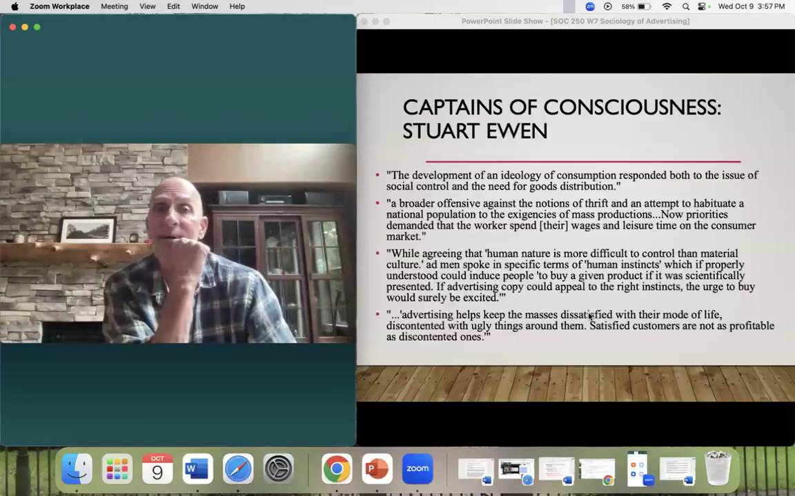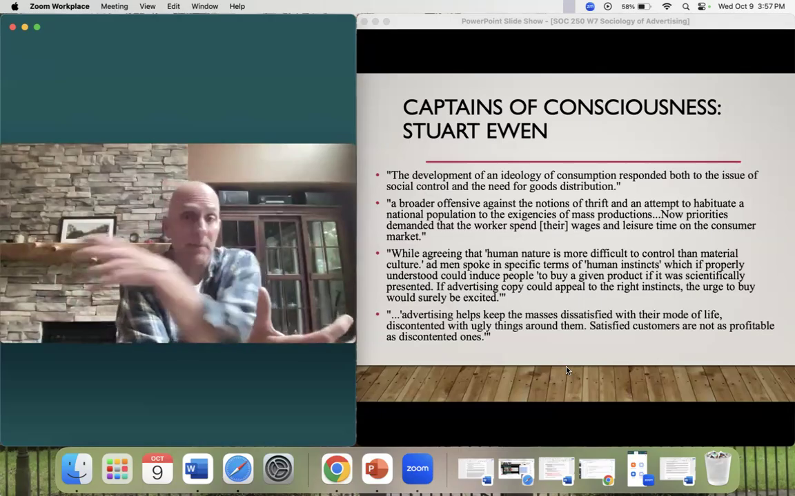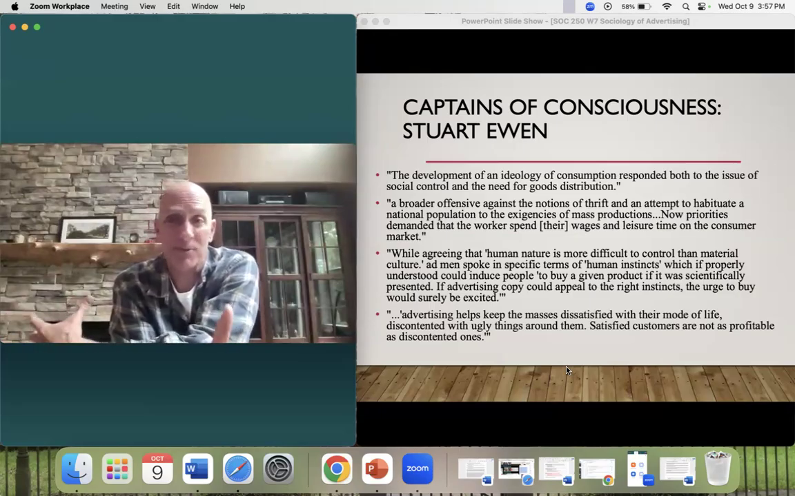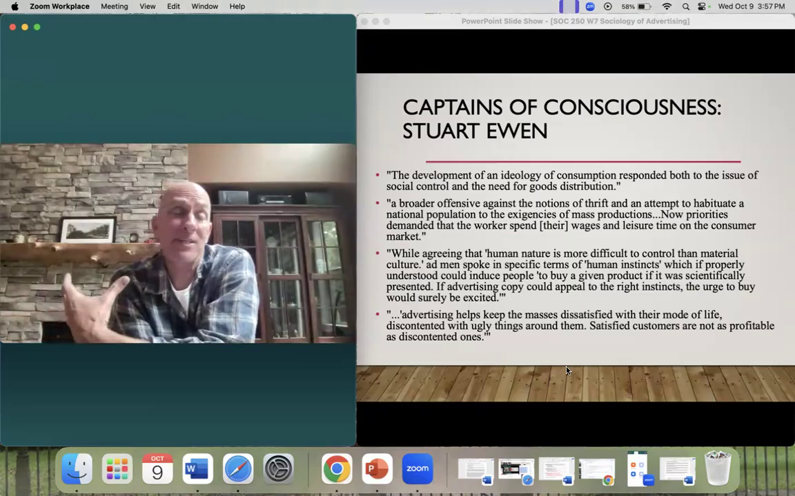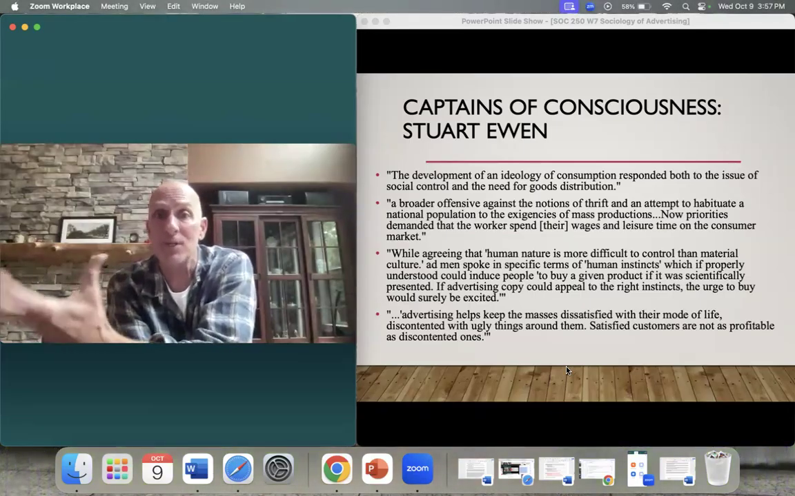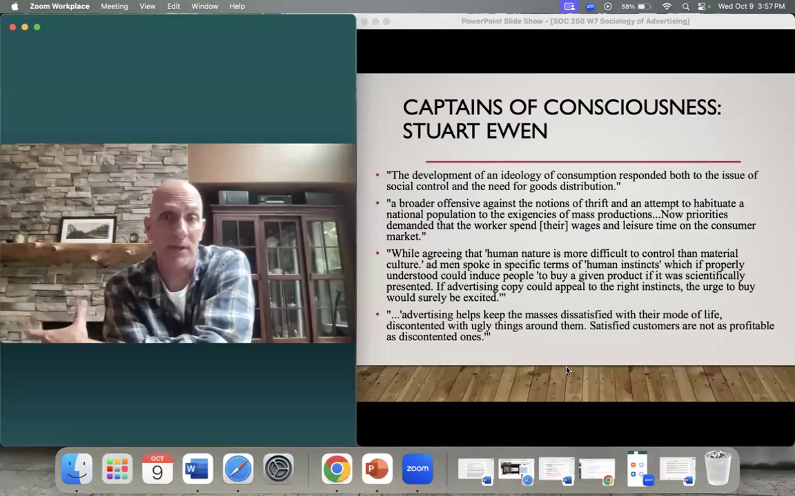particular kind of environment. A couple of quotes from an author named Stuart Ewen, in a book called Captains of Consciousness. A couple of things stand out here to me that we can talk about, this difference between early and late capitalism. First, the development of a belief or an ideology of consumption responded to both the issue of social control, trying to regulate people's behavior, and the need for distributing goods. So an ideology of consumption, like it's good to buy, something that we've been encouraged to do, becomes part of our culture.